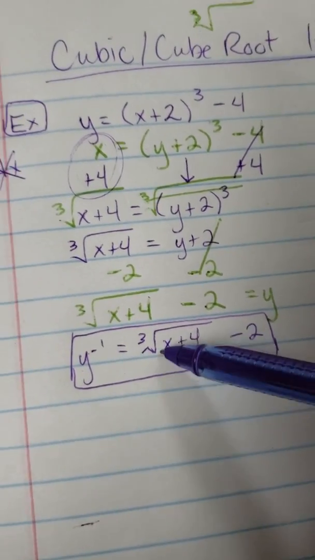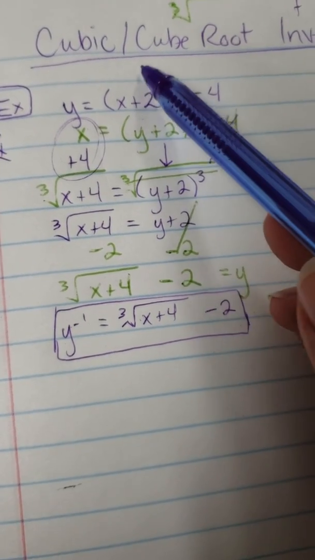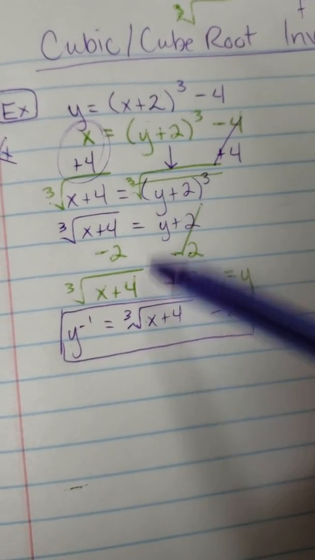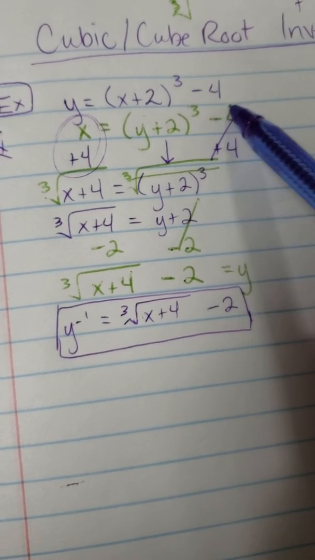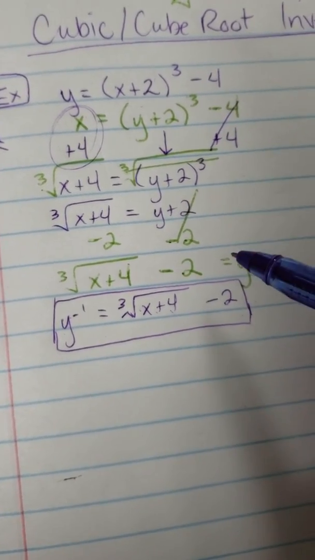And if you notice, everything is opposite. So the plus 2 is now minus 2. It's on the outside because it used to be on the inside. The cube became a cube root. And the minus 4 is now a plus 4. It used to be on the outside, now it's on the inside.